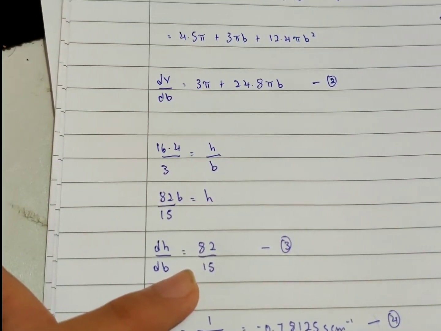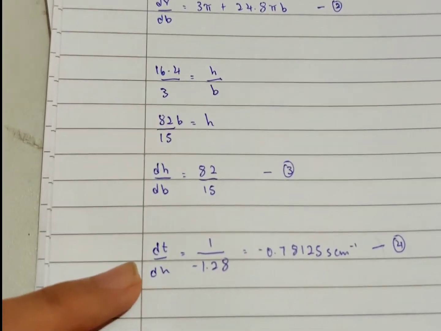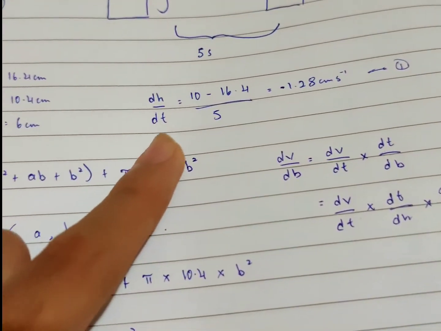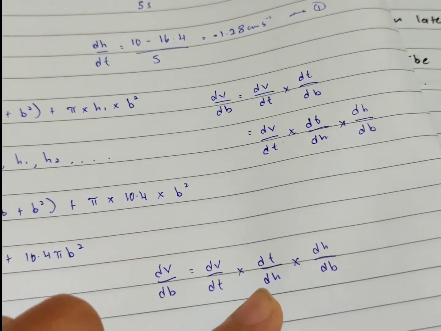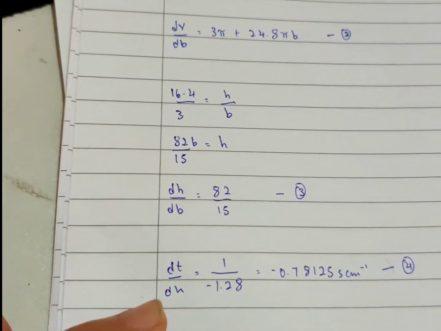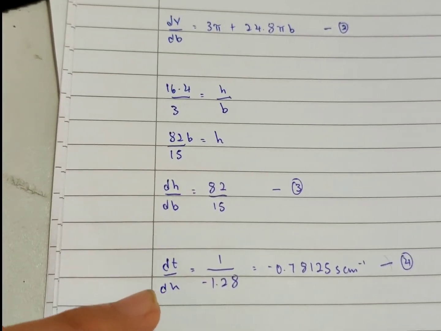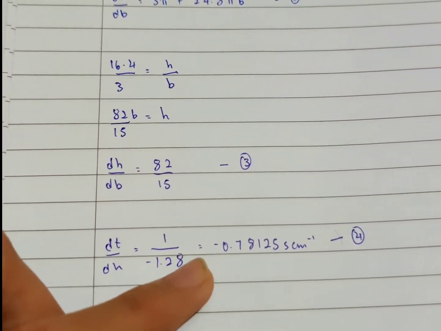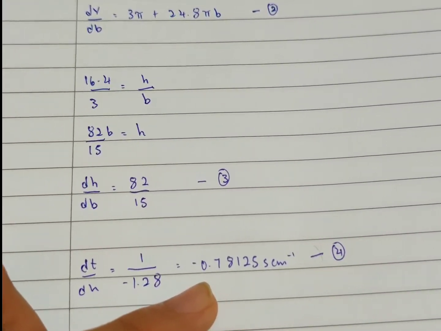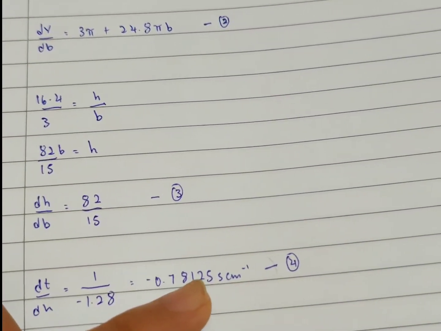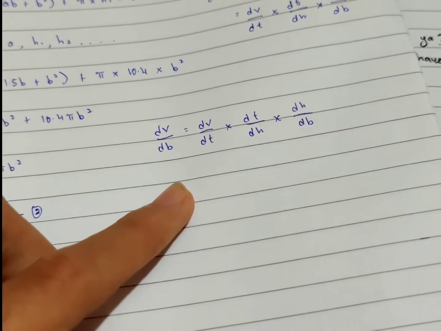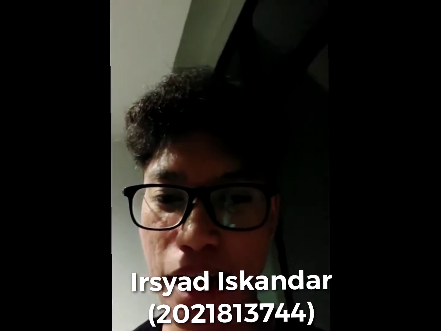We got 32 over 15, and then we want to find dt over dH, but in the formula we need dH over dt. So we find it by 1 over negative 1.28, so then it becomes negative 0.78125 seconds. So let's move to Arshad. Okay, next I will continue Imran's work.